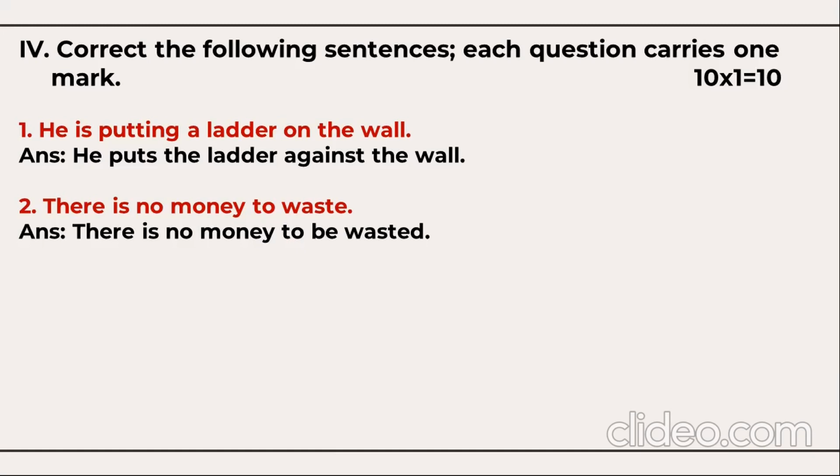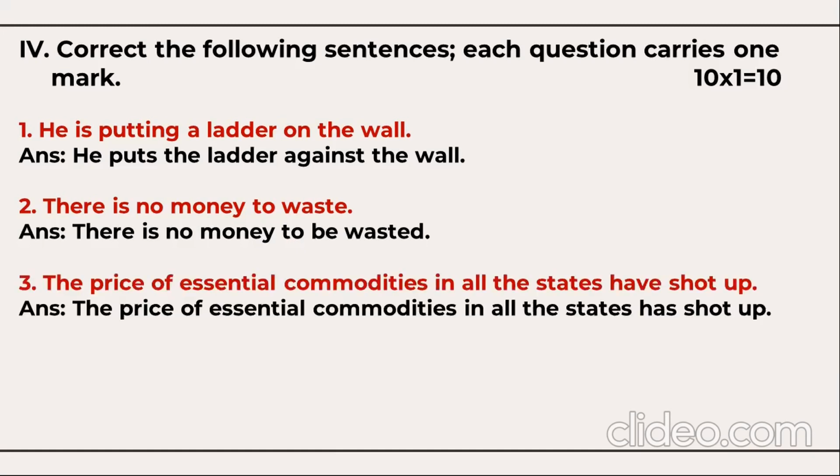Second question, error. Third one, the price of essential commodities in all the states have shot up. So have shot up. The price is the noun here, and the price is a singular noun. The price of the essential commodities in all the states has shot up. So this is the question related to subject verb agreement. If the subject is singular, the helping verb will also be singular. If the subject is plural, the helping verb will also be plural.